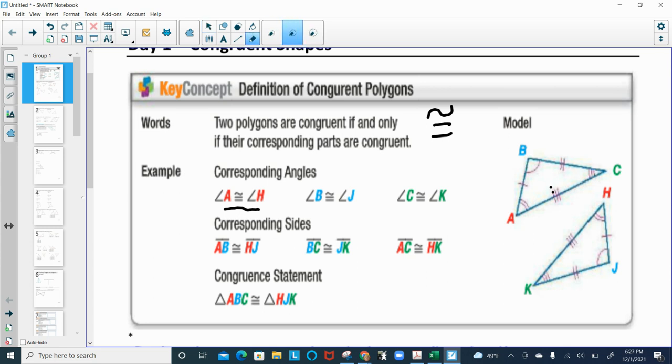So we can take that information and write it into a congruence statement. We can say that triangle ABC is congruent to the other triangle HJK. Being very careful about our order, we can see that A and H are the first letters and they're congruent. B and J are the second letters and they're congruent. And C and K are the same color letter, and they're the third letter and they're congruent.